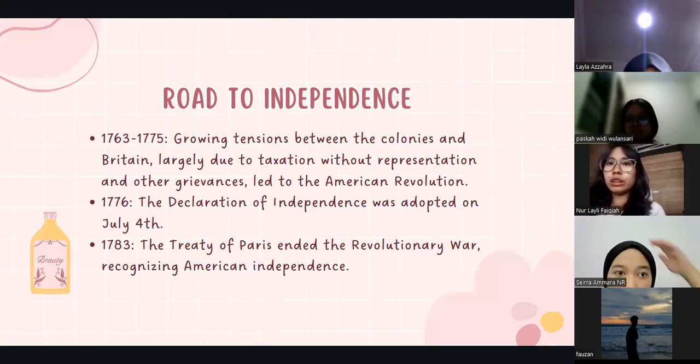The road to independence in American literature shows the growing desire for freedom and self-rule among the American colonists in the 18th century. Important works like Thomas Paine's Common Sense, which argued for breaking away from British control, and the Declaration of Independence, mainly written by Thomas Jefferson, explained the colonists' complaints and their right to govern themselves.